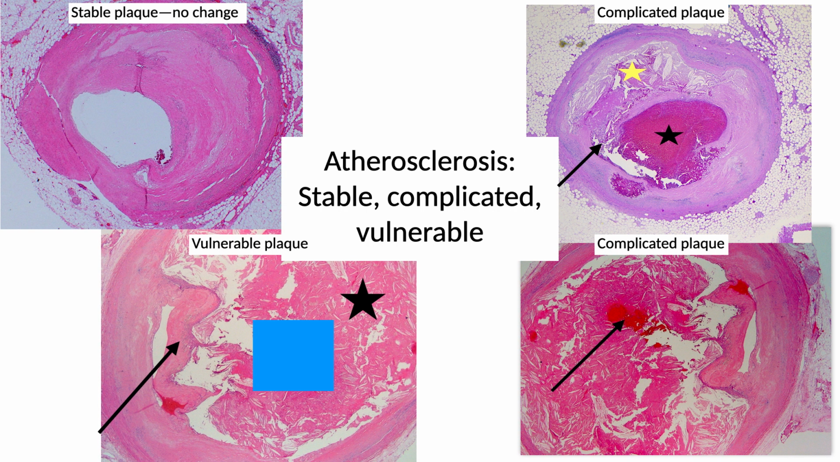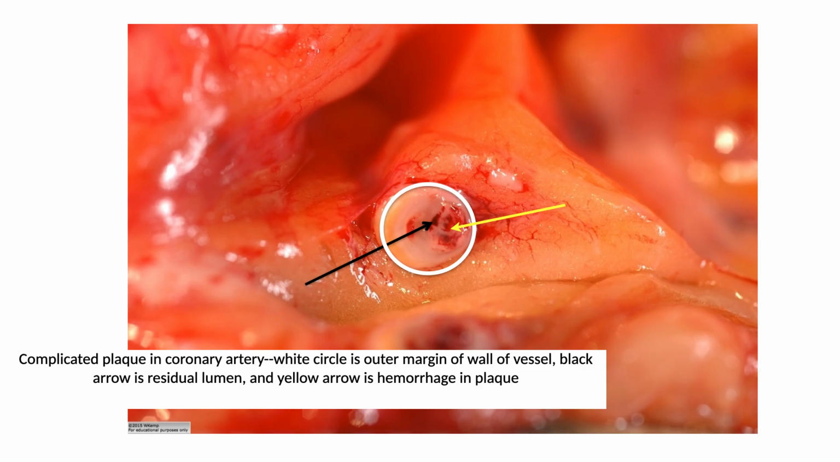And the bottom right is another complicated plaque. You can see there's actually a thin cap there to the right side, but the red arrow is just showing hemorrhage inside the atheromatous core. So basically it expanded from the core without actually rupturing the cap or into the lumen, but expanded that plaque so it became much more stenotic, basically occlusive, because it's kind of pinched off the lumen. So this is a gross appearance of a complicated plaque.